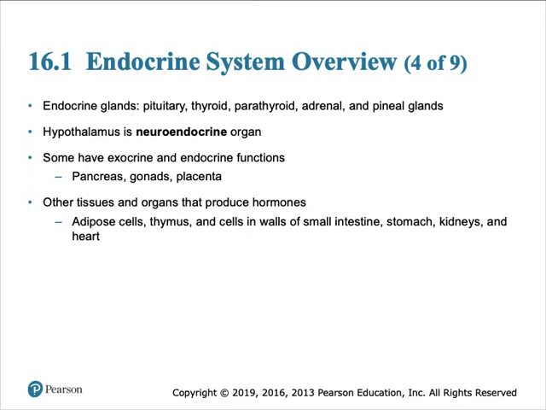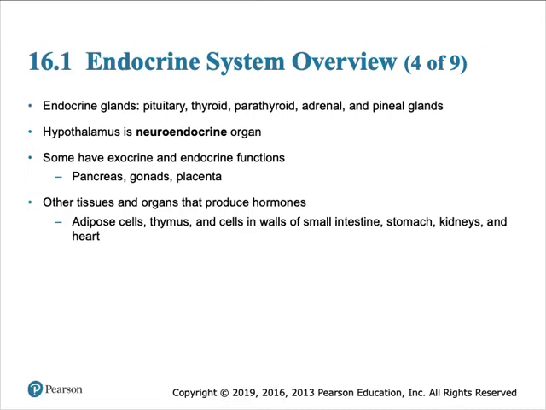And then we have several exocrine and endocrine organs that have dual functionality, that do both exocrine and endocrine things. And so that would include the pancreas, the gonads, which are the reproductive organs, the primary reproductive organs, that's the ovaries and the testes, as well as the placenta. And we'll talk more about the gonads and the placenta in the last couple chapters as we get near the end of the semester.